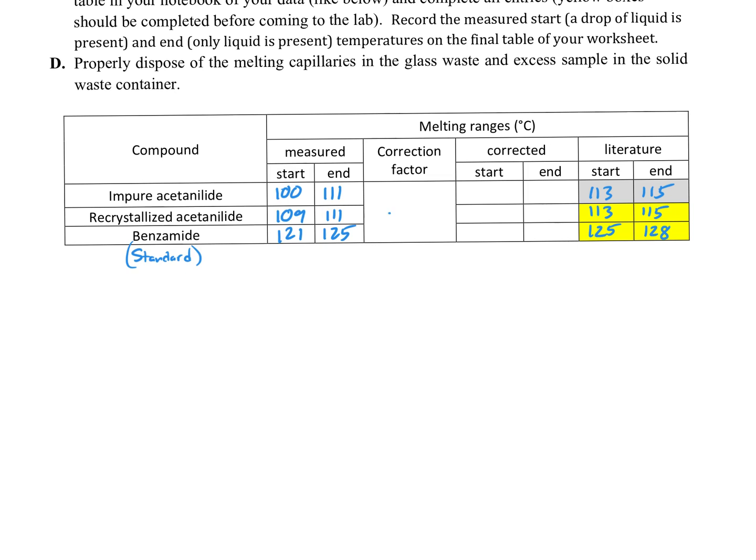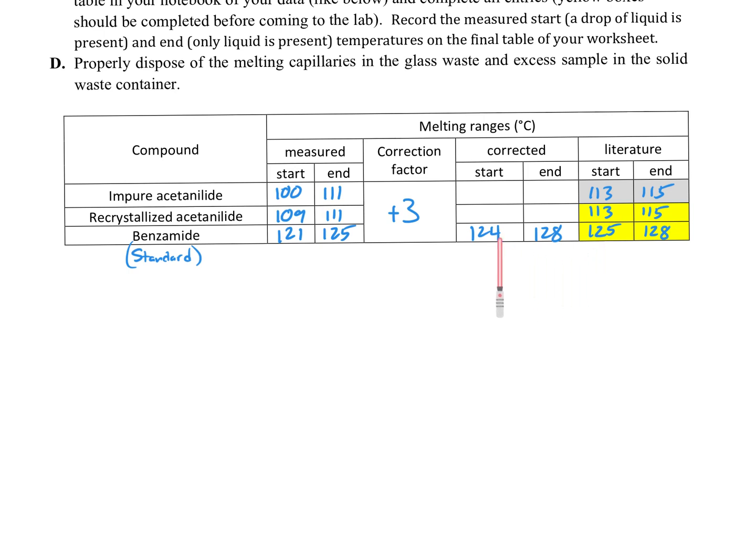Now I hope you came up with +3. And that's going to be the same correction factor that we use for all 6 of these, but we get that correction factor by looking at the standard and comparing it to its expected literature values. And then we're going to add 3 to each number here, 124, 128. You can see how I corrected it. The upper bound I corrected to 128.